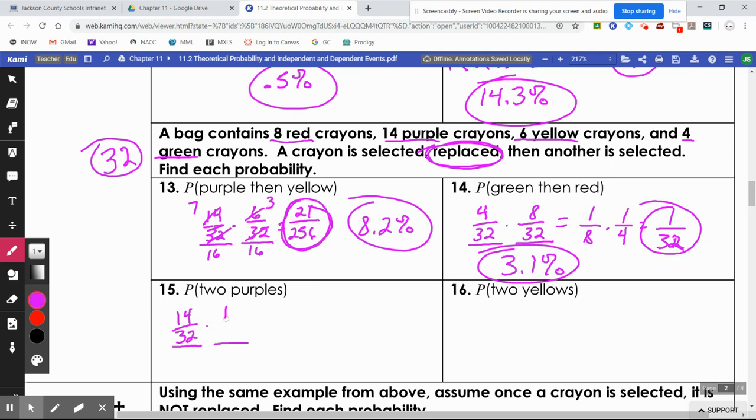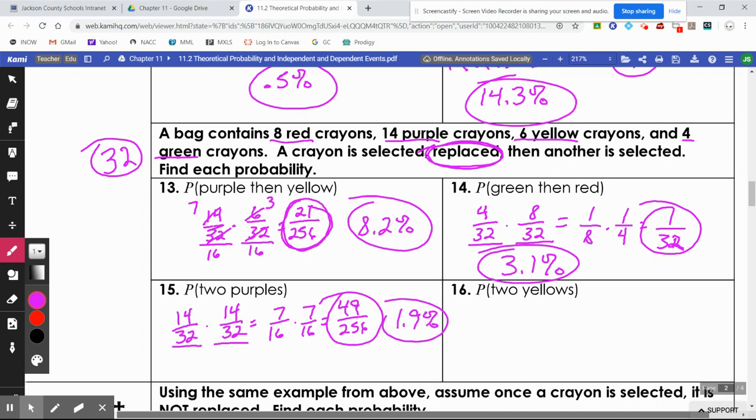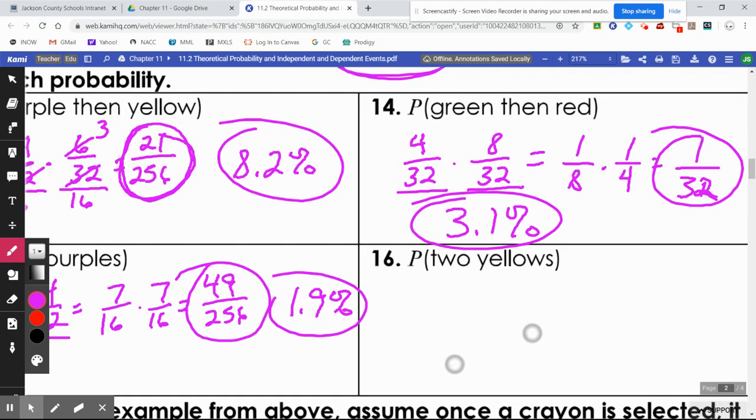Followed by the exact same thing. Both of those would reduce. That'd be a 7 and 16 and another 7 and 16, which is a 49 out of 256. And again, I don't have to check to see if that reduces because nothing else cross-canceled. A 49 and 256 chance would be about a 1.9% chance.